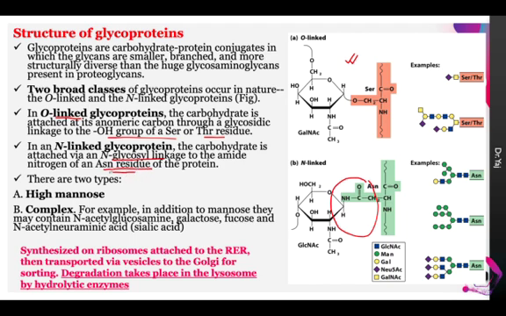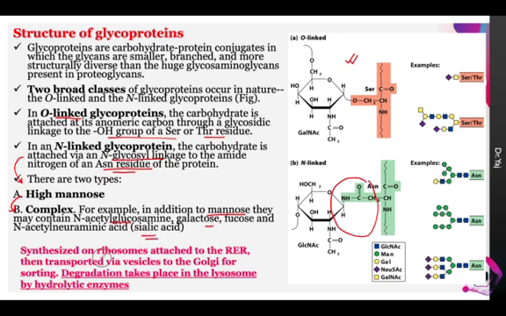N-linked glycoprotein can be further classified into two types. One contains high mannose, that means the oligosaccharide consists of mannose, and the other is when the oligosaccharide is composed of complex carbohydrates, which contain, apart from mannose, N-acetylglucosamine, galactose, fucose, and sialic acid.